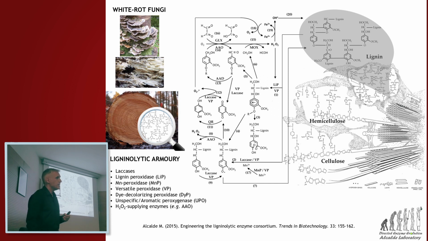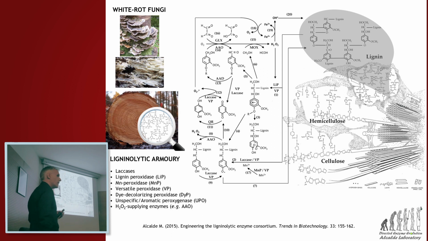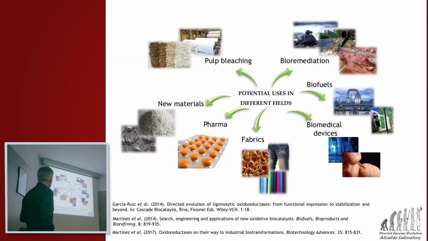But what we do know is that they are going to find a lot of applications in different biotechnological sectors because of their broad substrate range and their high redox potential. Indeed, we can use this kind of enzymes after making a little bit of improvement by directed evolution in pulp biobleaching, in bioremediation, in biofuels production, in biomedical devices, in organic synthesis, to name just a few examples.